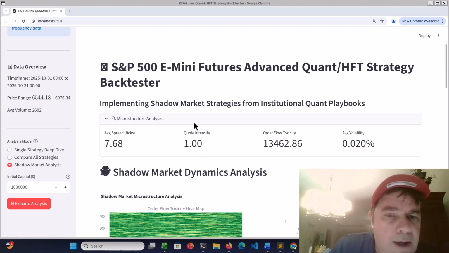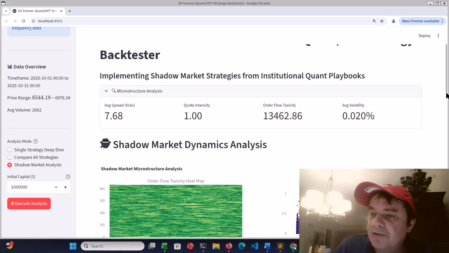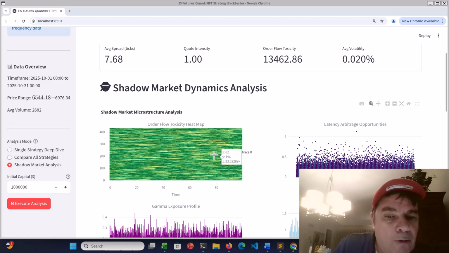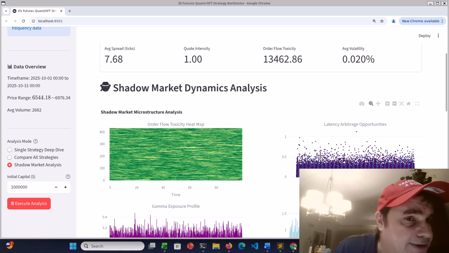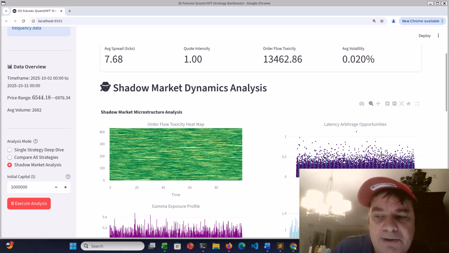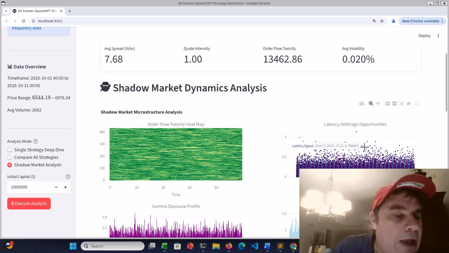So here we are with the shadow market strategies analyzed. So this is the type of data we get here, and this is very intricate. We can see here over time order flow toxicity heat map. Now remember, I didn't ask for this. AI gave this to me. We have latency arbitrage opportunities over each day. This is simulated data, but I could probably use real world data.